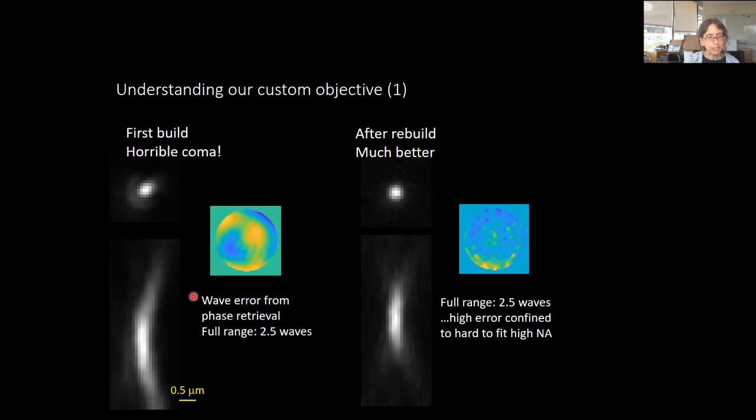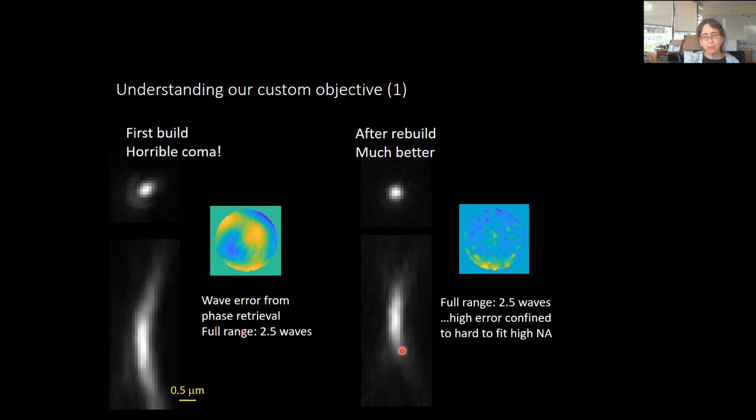We found it really useful to characterize these things using a technique called phase retrieval to extract the wavefront error from the point spread function. This doesn't come from an interferometer, it just comes from analysis of the point spread function. And that allowed us to learn that, yes, indeed, this is mostly coma. There aren't many other aberrations mixed in. And so we were able to communicate that back to our objective builders, and they were able to rebuild it, and it looks much better.